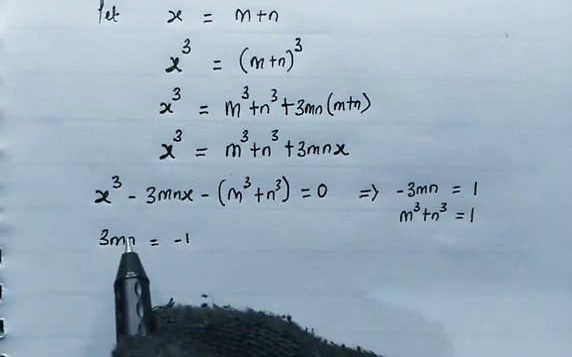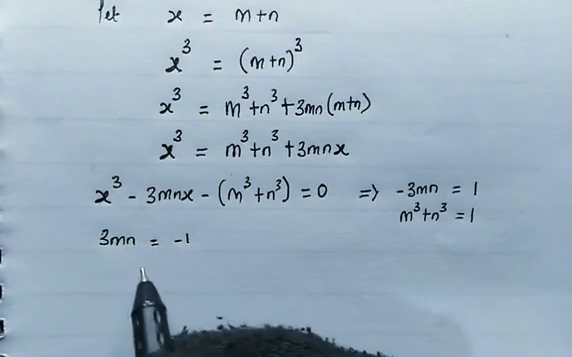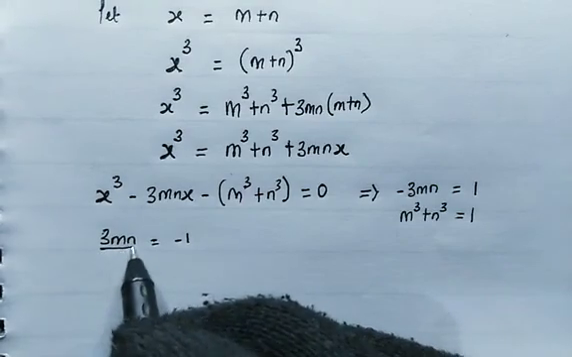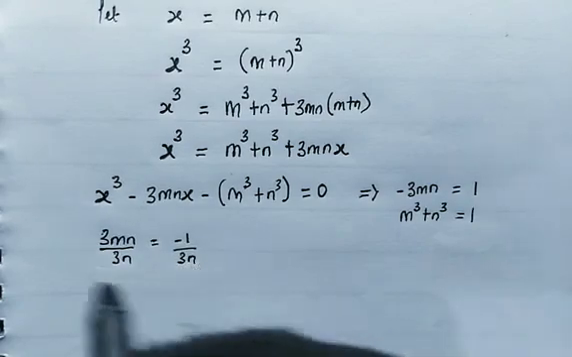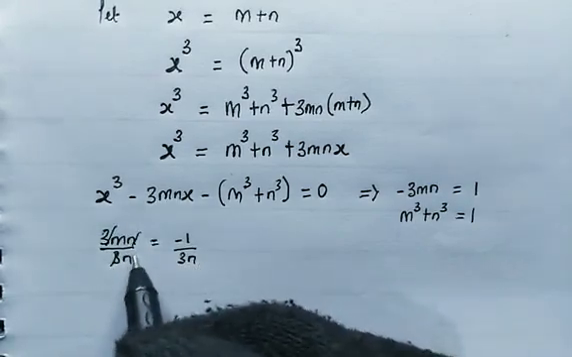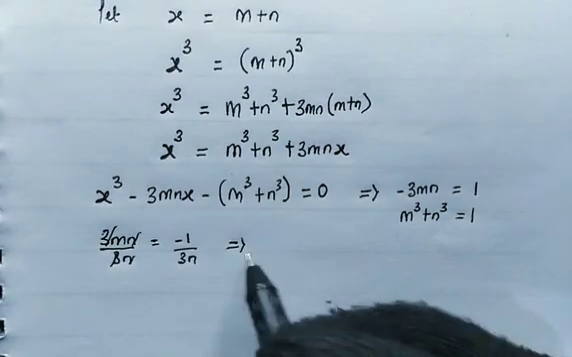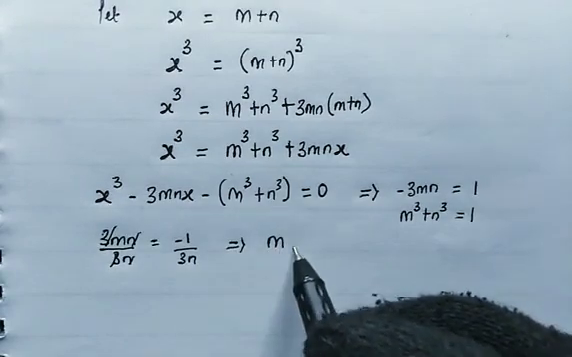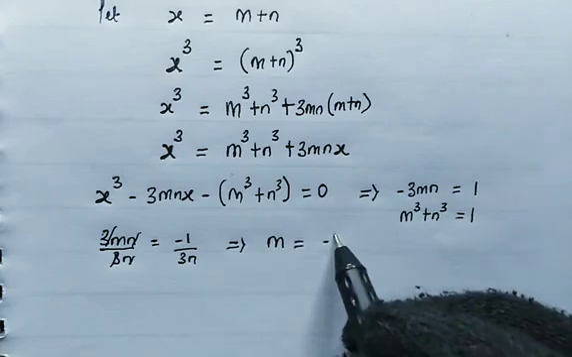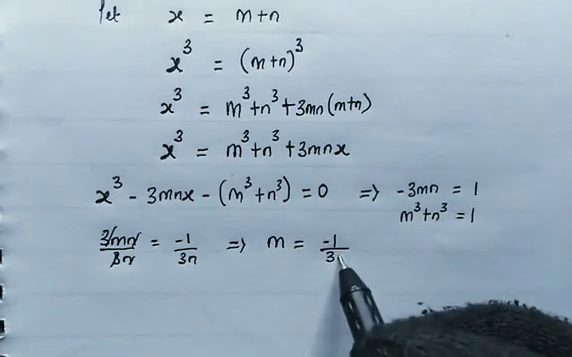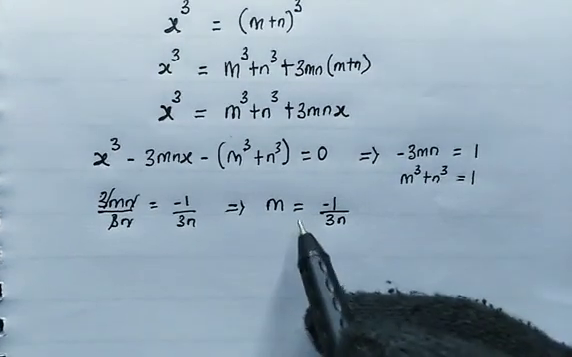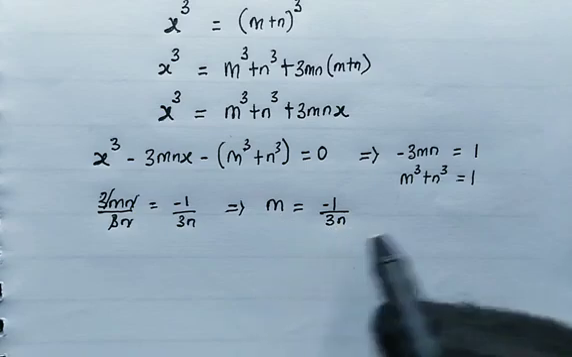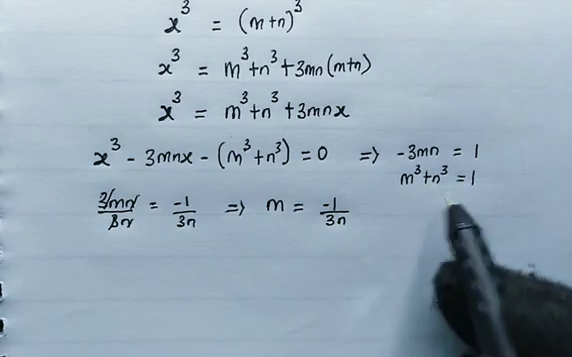Now let's solve for m in terms of n. So we divide both sides by 3n. This 3 cancels 3 and n cancels n, and from here we obtain the following equation, that m equals negative 1 divided by 3n. Now we're going to plug in the value of m in terms of n in the second given equation here.